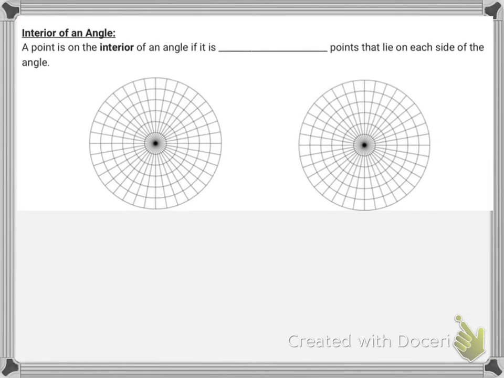Okay, so before we do our examples, we want to talk about one last term that we'll see with angles, and it's called the interior of an angle. So we say a point is in the interior of an angle if it is between, so we'll fill in the blank there, points that lie on each side of the angle. So go ahead and on this little grid, draw an angle anywhere you want. I'll just do something up here to over here maybe, it doesn't matter where.